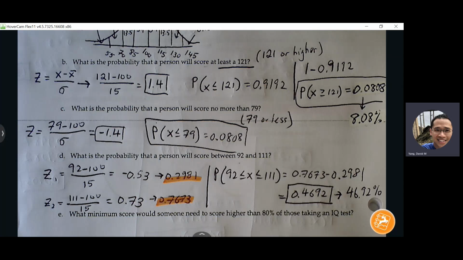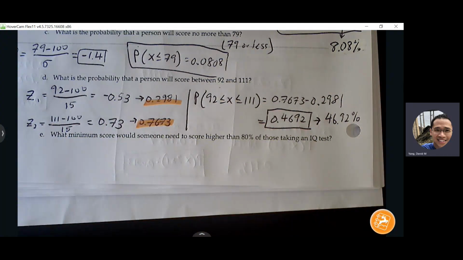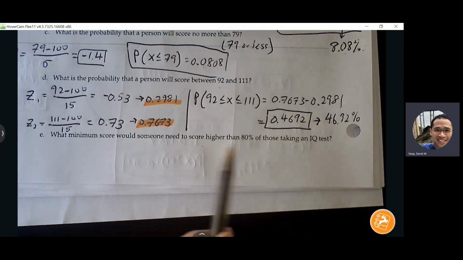Once you find that probability, plug it in for z, and then cross multiply and figure out if the x value is 121. So, working backwards is not as intuitive, but let's practice what that looks like. It says, what minimum score would someone need to score higher than 80% of those taking an IQ test? So, what score will allow that person to be at the 80th percentile or higher?